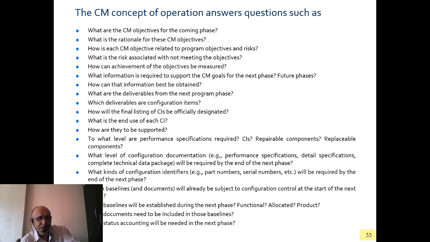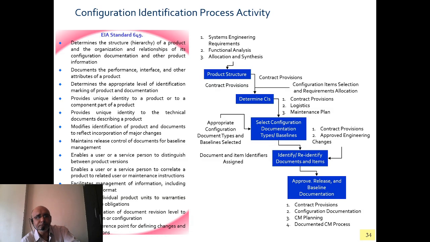The next thing is what is the use of each CI, how it has to be supported, and whether the baselines are functional, whether they have been allocated, or whether the product itself is a baseline from where you can have the deviation understanding. So this is about the EIA standard 649. It determines the structure and hierarchy of the product.